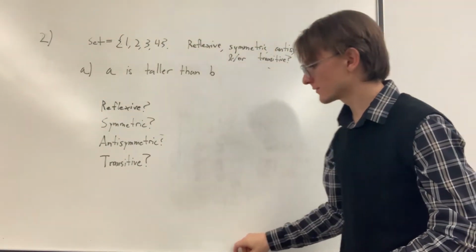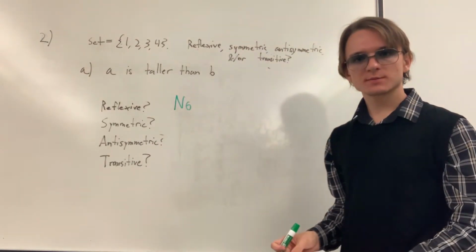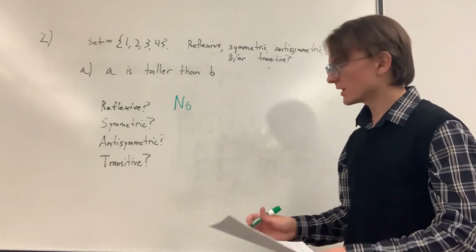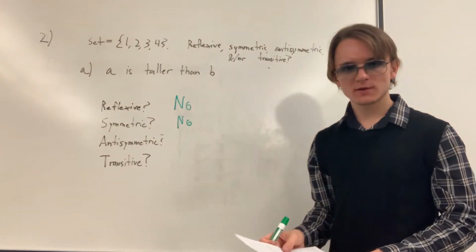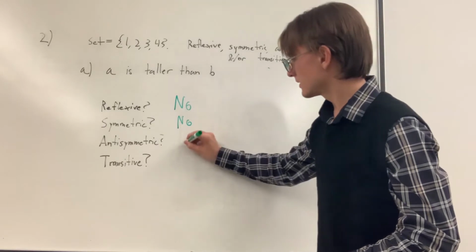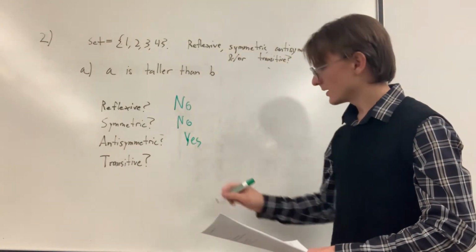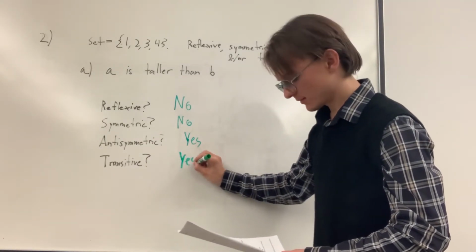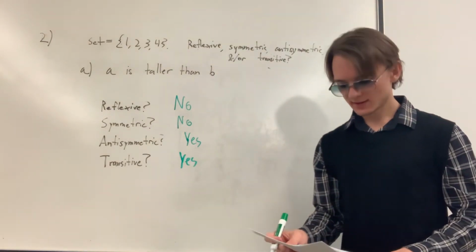How about this? A is taller than B. Is it reflexive? No, because no person is taller than themselves. It makes no sense to say A is taller than A. Is it symmetric? No as well. If A is taller than B, then B is shorter than A, not taller. Is it anti-symmetric? Yes, for the same reason that it's not symmetric, it is anti-symmetric.